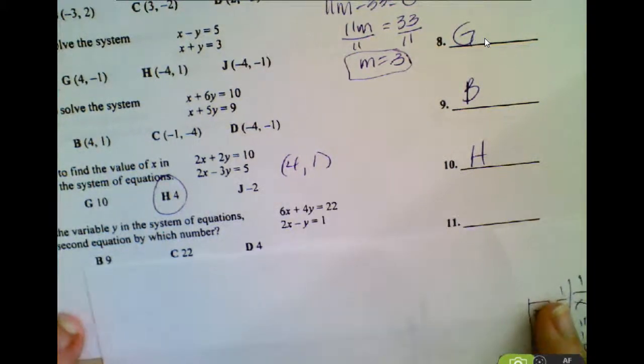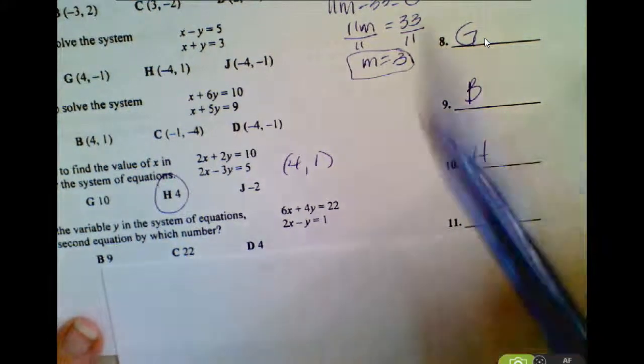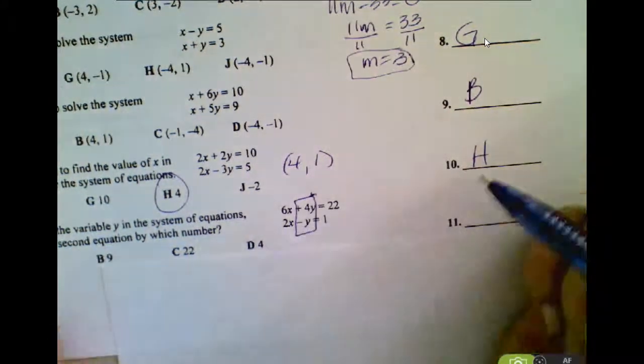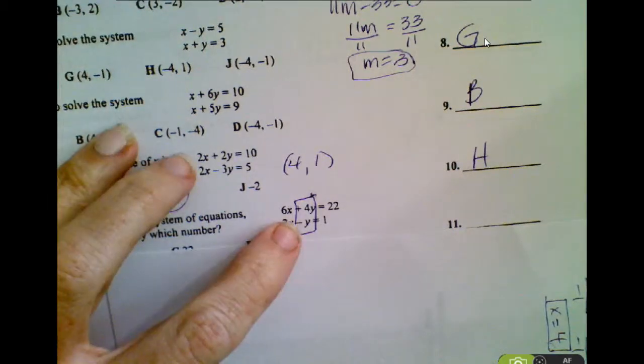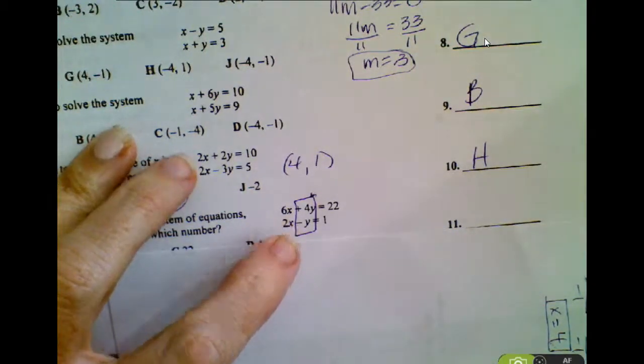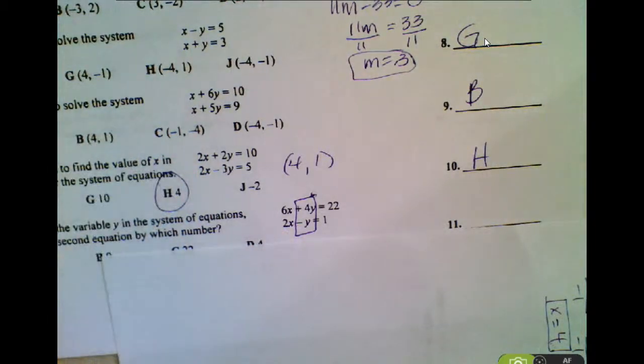To eliminate the variable y in the system of equations, multiply the second equation by which number? So we're only looking right here. So we want to eliminate the y. What is the opposite of 4y? Negative 4y. So right now I have negative y, which is the same thing as negative 1y. So what do I need to multiply that by to get negative 4y? 4. Perfect.